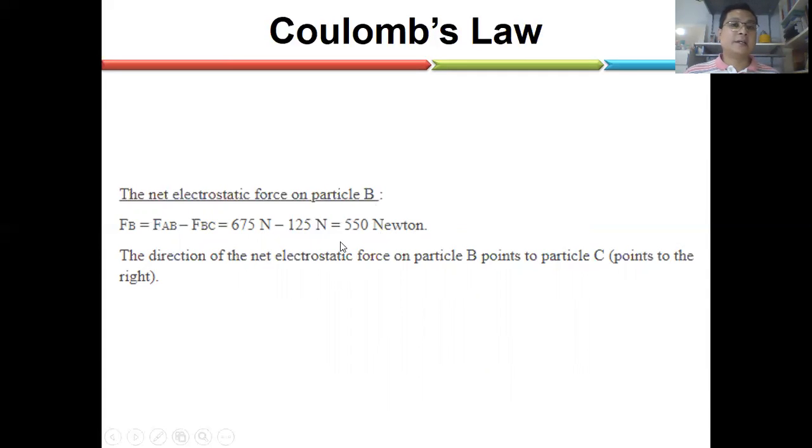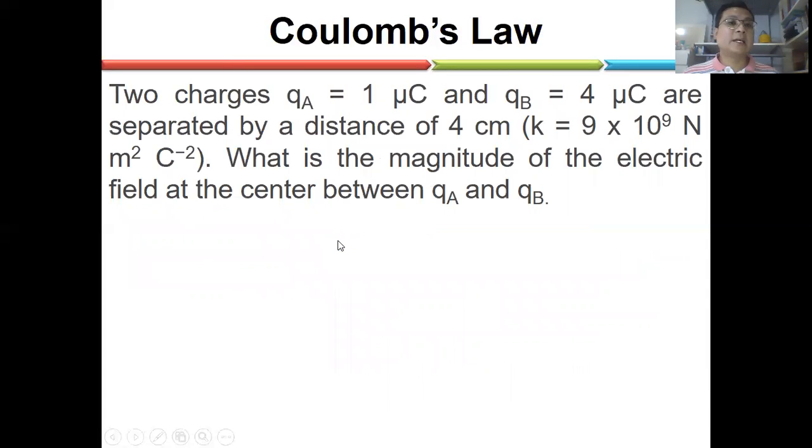Okay, so now we go to the next example. This one is an example for electric field. Two charges, QA is 1 microcoulomb and QB is 4 microcoulomb, separated by a distance of 4 centimeter, and the constant k is 9 times 10 power 9 newton. What is the magnitude of the electric field at the center between QA and QB?